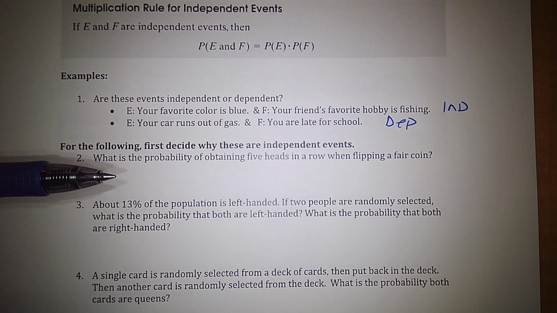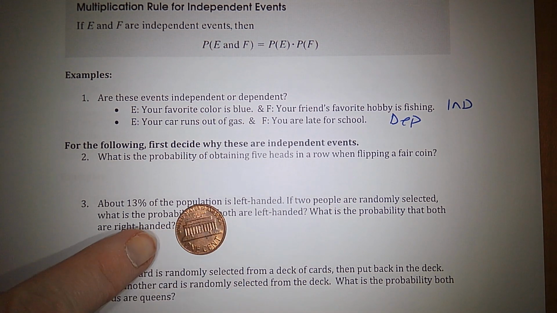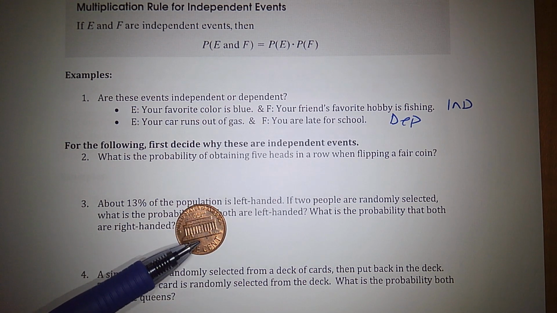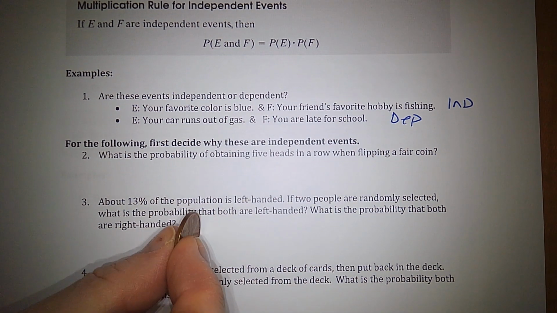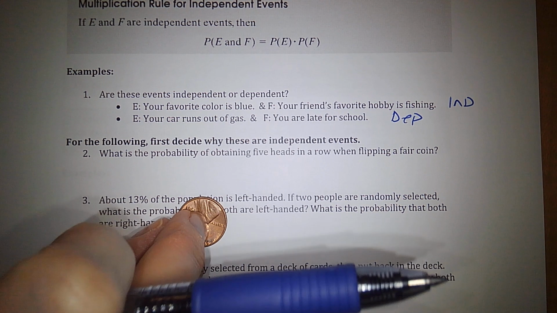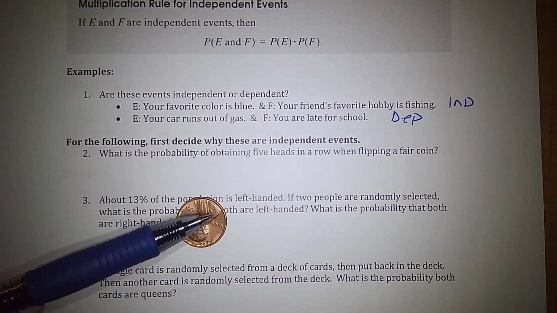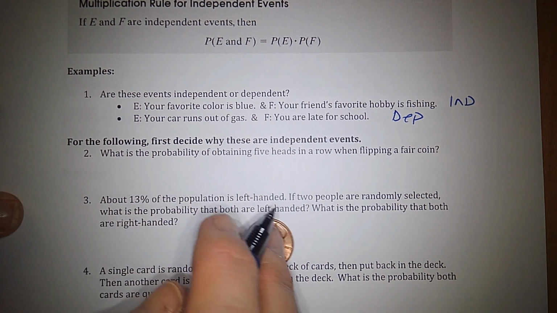What is the probability of obtaining 5 heads in a row when flipping a fair coin? So we're going to flip one fair coin 5 separate times, and we want to find the probability of getting 5 heads all in a row. Well, the reason these are independent is because no matter what I flip on the first coin, I'm going to flip it again, and I still have a 50% chance of getting a heads on the next throw. So no matter what I got on the last one, it's not going to affect the probability on the next particular coin flip.